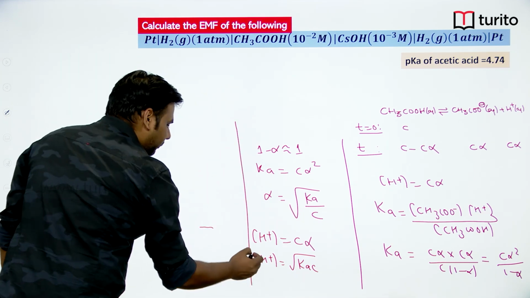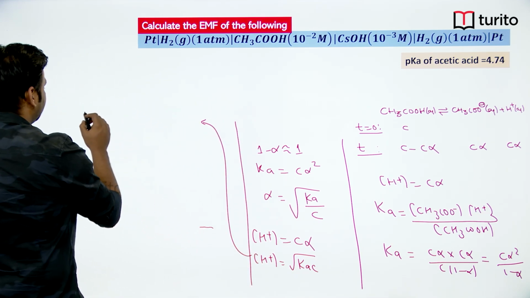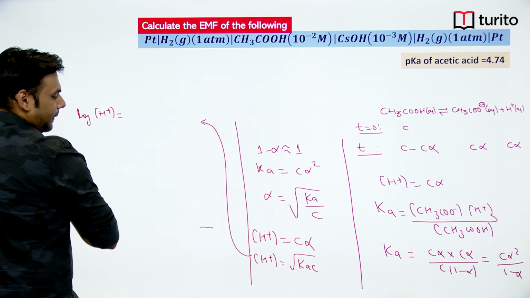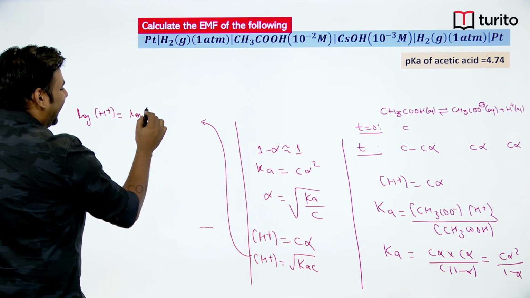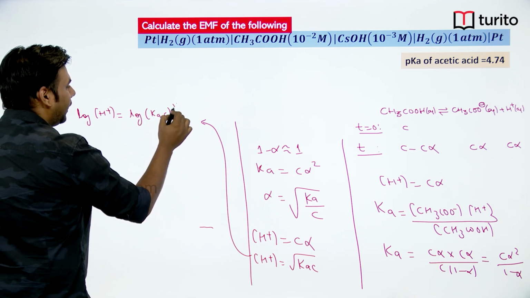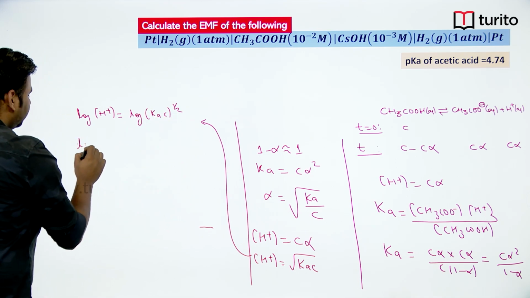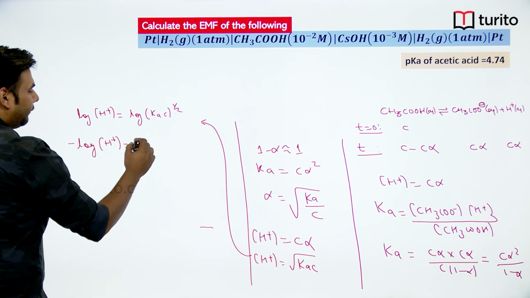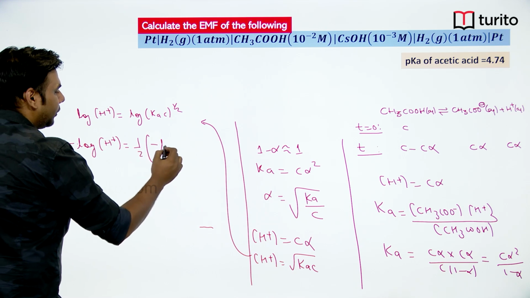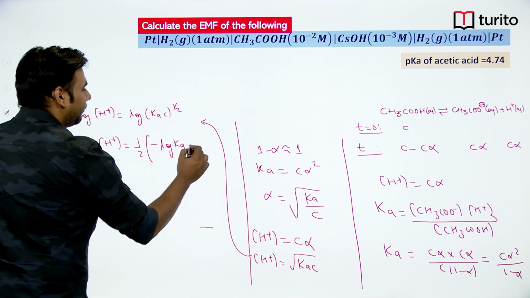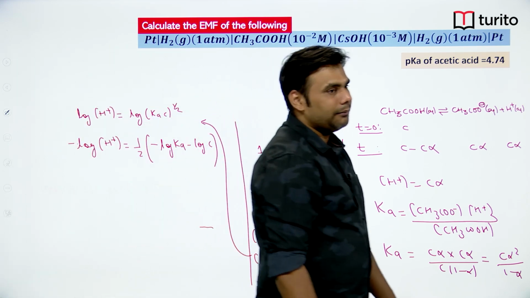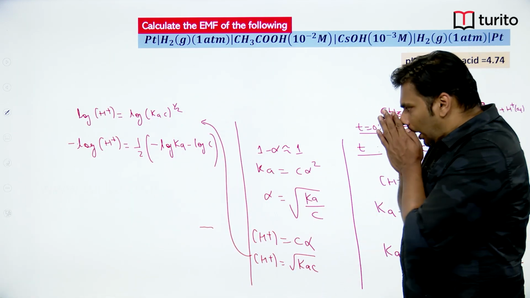Now if I want to find the pH of this, I will just take log on both the sides. So log of H plus would become log of Ka into C raised to power half. If I take a minus sign, this will become minus log of H plus. Half will come outside, so this will become minus log of Ka minus log C. This is just the basic mathematics that I am doing.